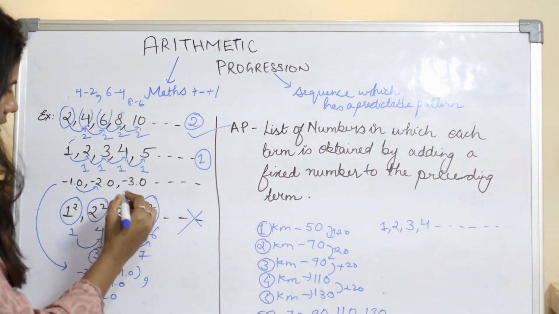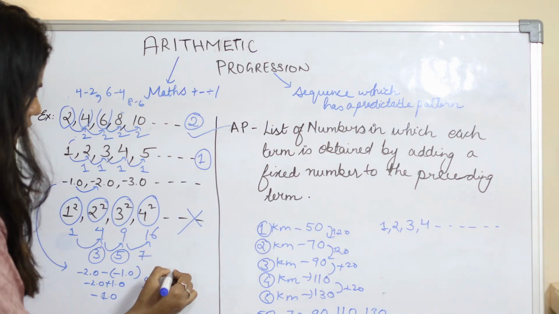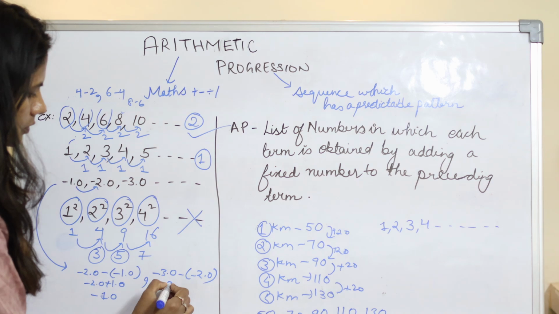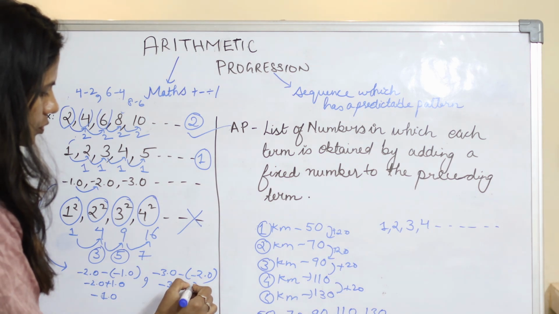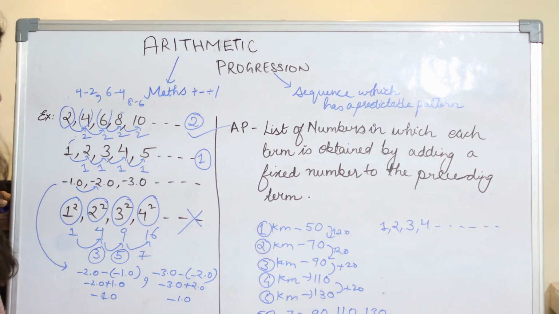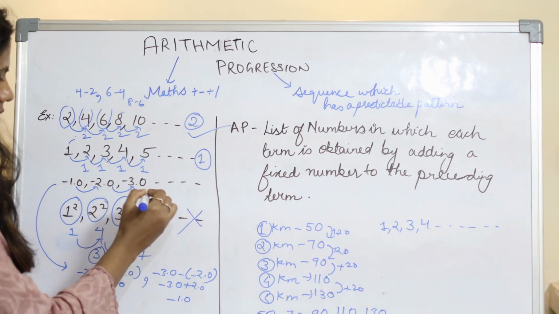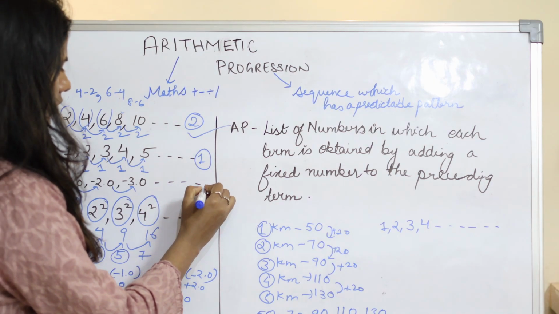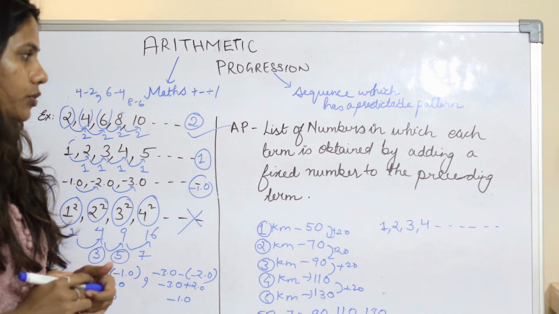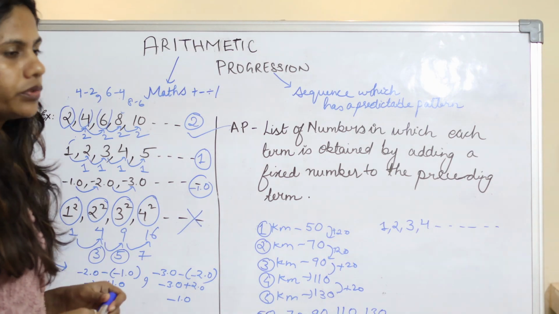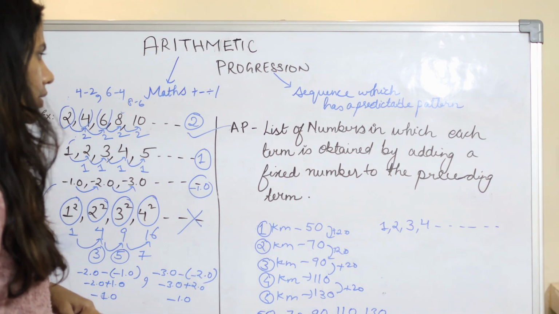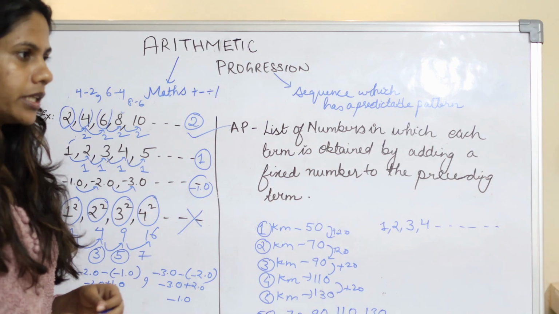Now next one, minus 3.0 minus 2.0. Now it will be 3.0 plus 2.0, which is minus 1.0. So if you see, the difference is constant and it is minus 1.0. So I hope now you understood how we can find out which are APs and which are not APs. Now related to this, there are few terms which we need to understand.